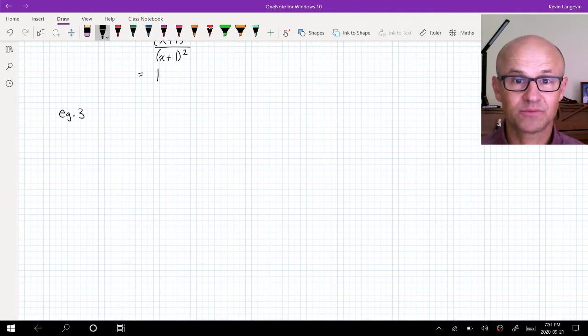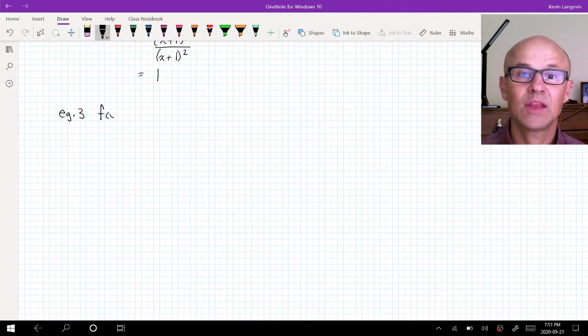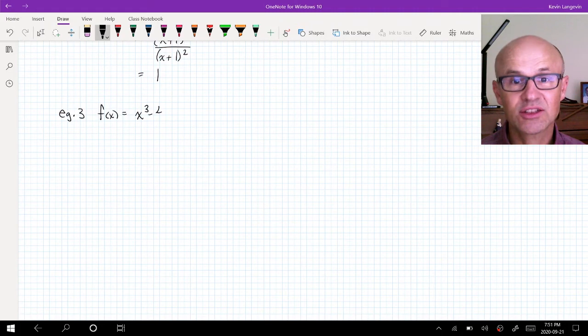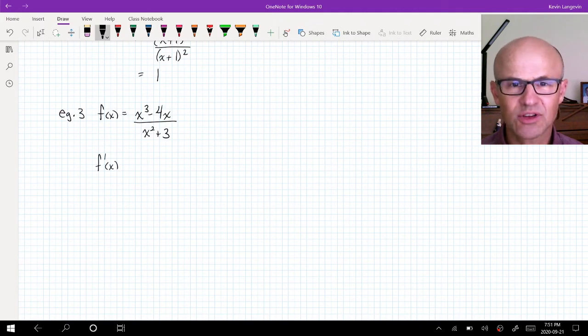Another example. Let's look at x cubed minus 4x over top of x squared plus 3. Pause the video, try it, come on back.